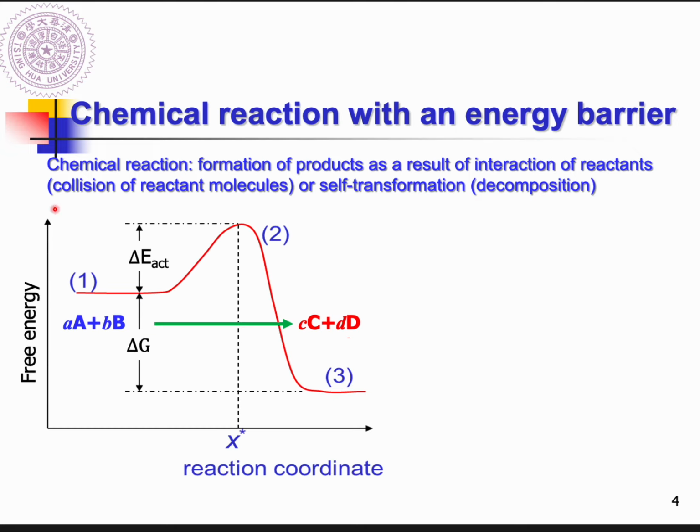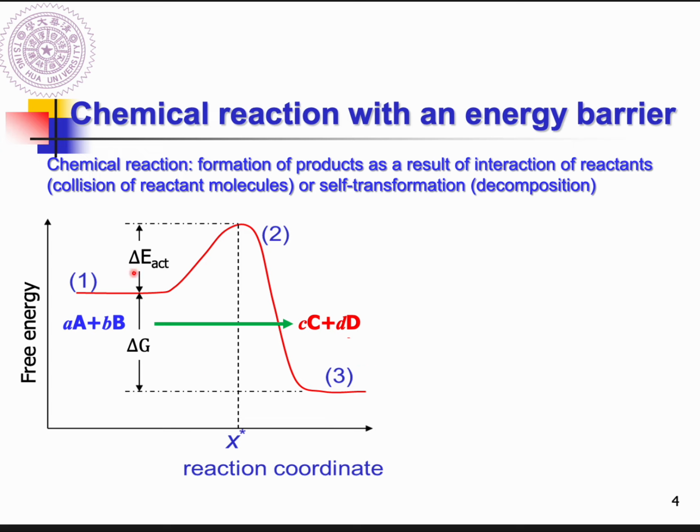If we draw the free energy as a function of reaction coordinate, then the chemical equation we deal with is reactant A reacts with reactant B and generates products C and D. Then you can observe we have 3 stages. First, we have reactants, and also we have an intermediate stage, and also we have a product stage.